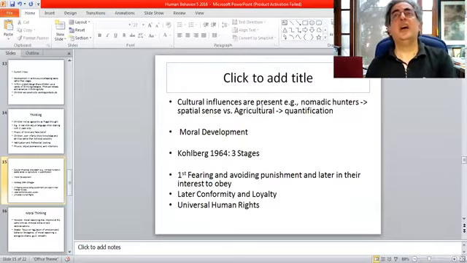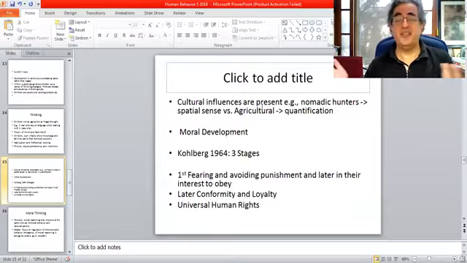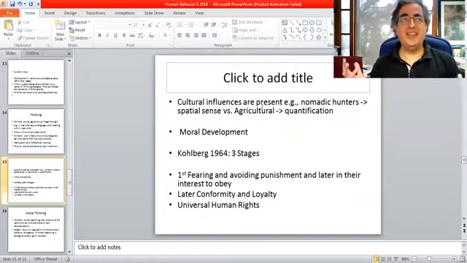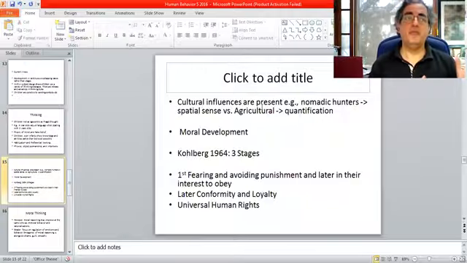People in agricultural societies have better quantification and conceptual abilities at identifying plants and so on and so forth. So these are characteristic patterns in cognition which are culturally influenced. It's not as universal a pattern as Piaget had thought. Human beings can be very widely variable.